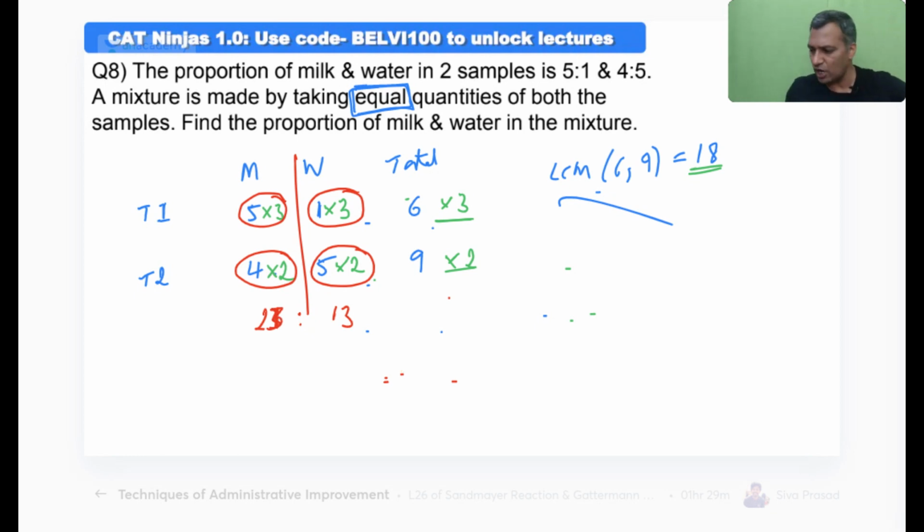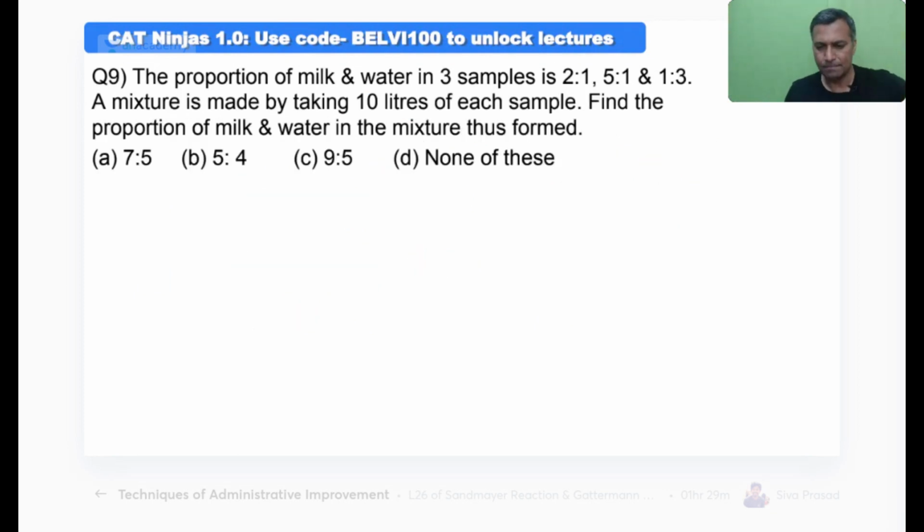Okay, the approach is clear to you, how to take the LCM and make it equal. This equal is a very powerful word which keeps coming in the exam. This is how you deal with this particular thing. Okay, now here comes a CAT question.